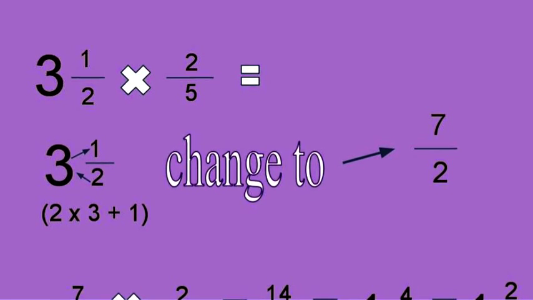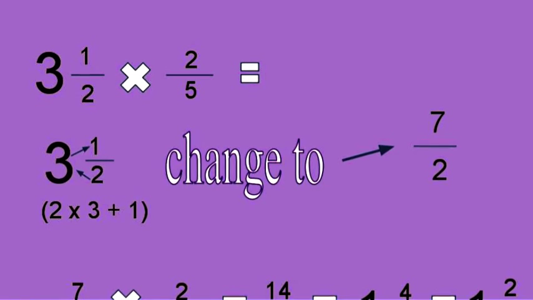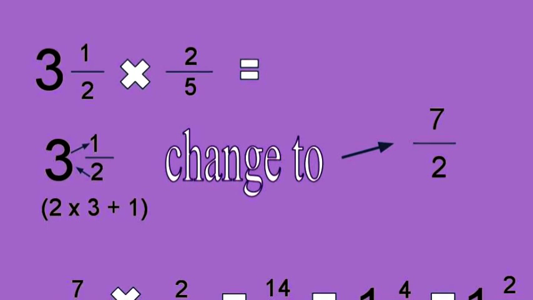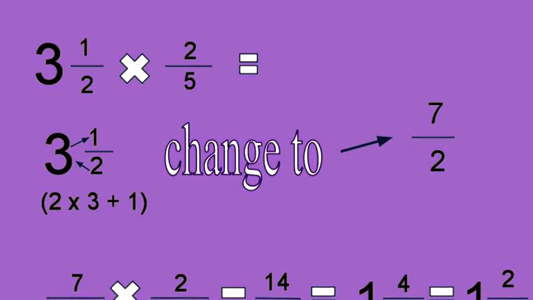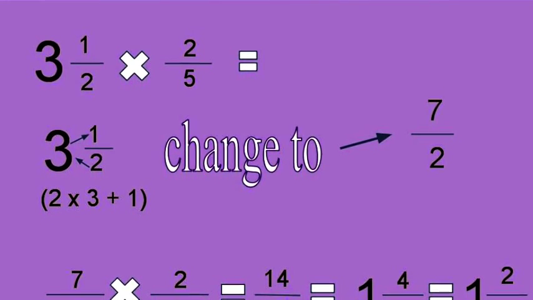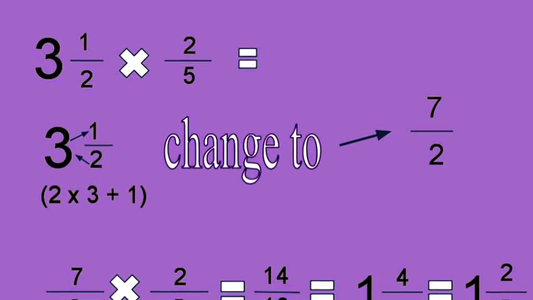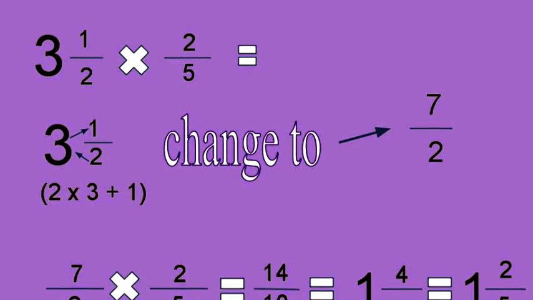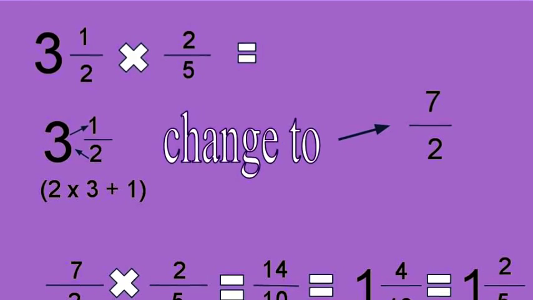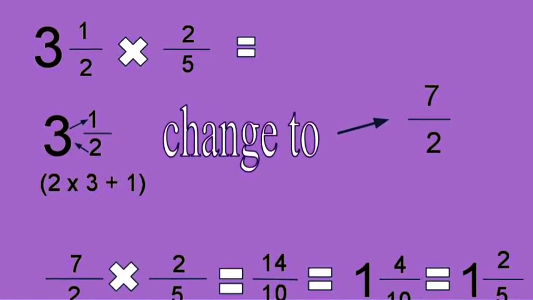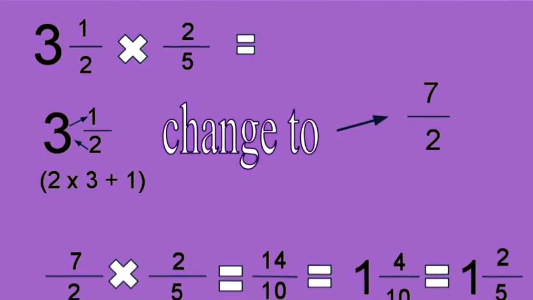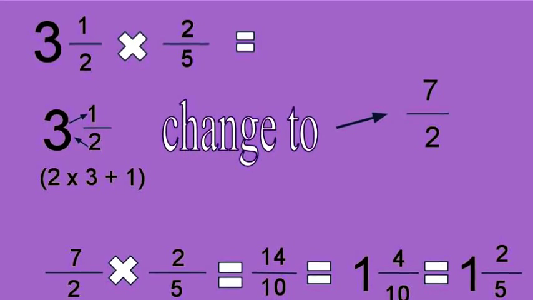In our next problem, we have a mixed number times a fraction, and whenever we have a mixed number, we have to change that into an improper fraction in order to be able to multiply. We do that by multiplying the denominator times the whole number and adding the numerator. So you can see here that we've started with 2, multiplied times 3, which is 6, added 1, which is 7. We end up with 7/2.